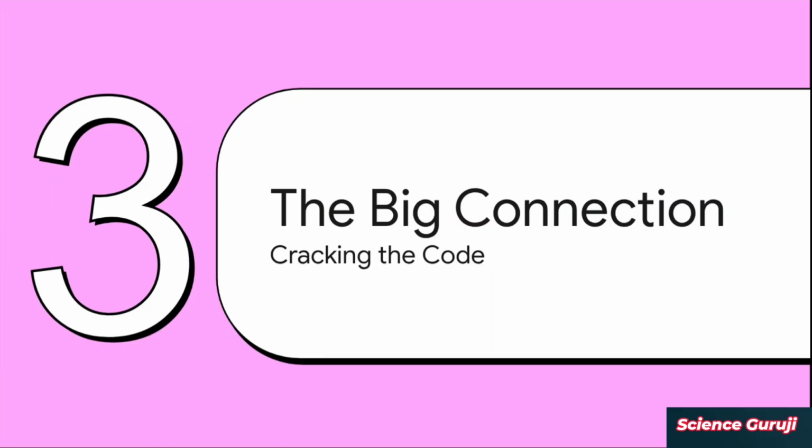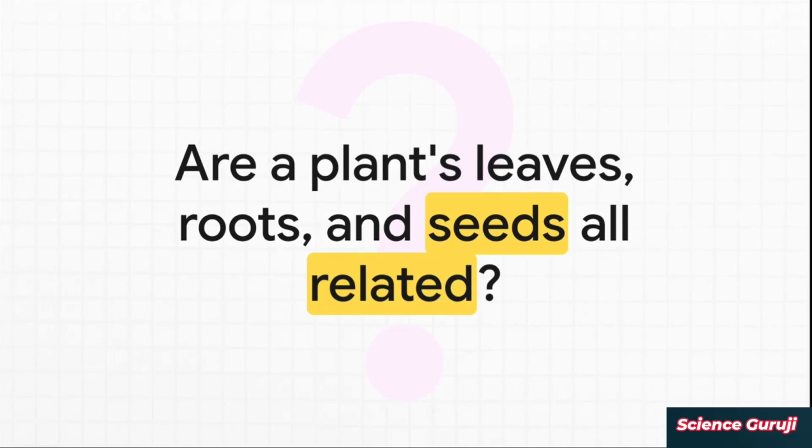Okay, now for the really amazing secret. All these clues, the leaf veins, the roots, even the seeds, they're all connected. It's almost like nature has its own hidden code. So, does the pattern on a leaf actually tell us something about what the roots are doing underground? You bet it does. Let's find out how.